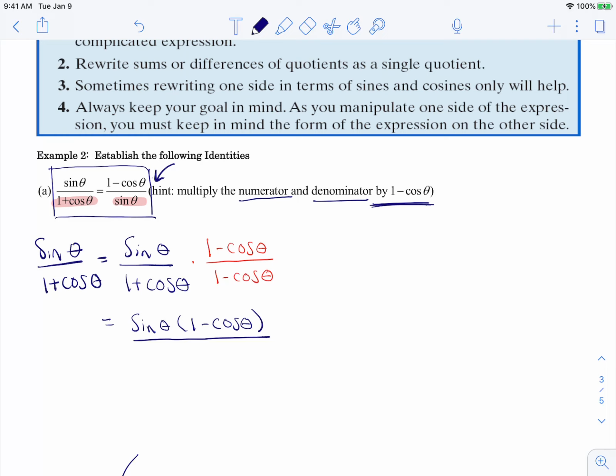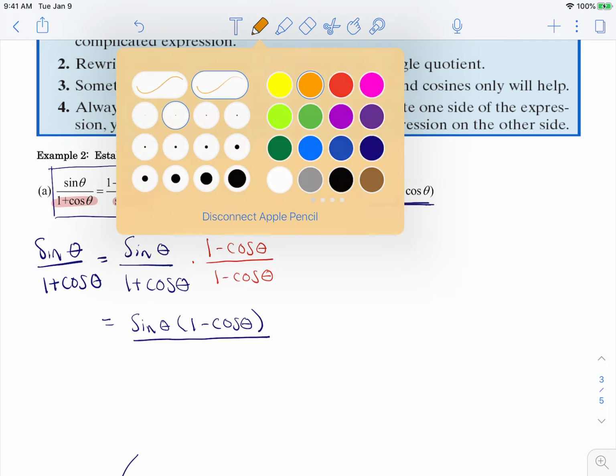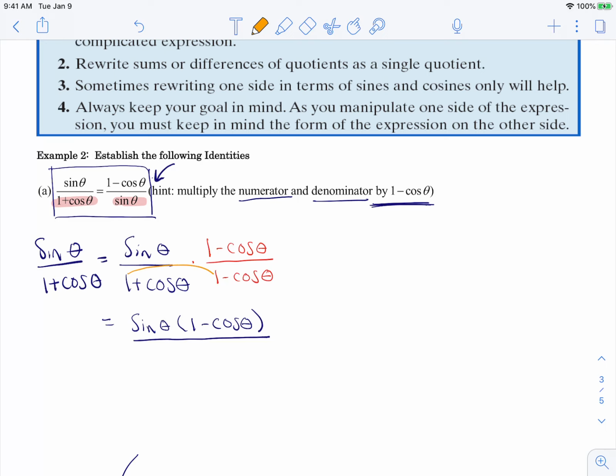And now if you multiply that denominator, we get 1 times 1. We get a plus cosine and a negative cosine, so they cancel. And then we get a negative cosine squared.